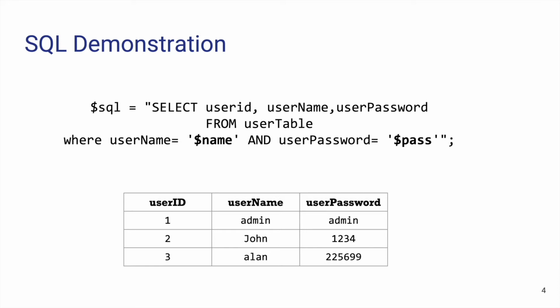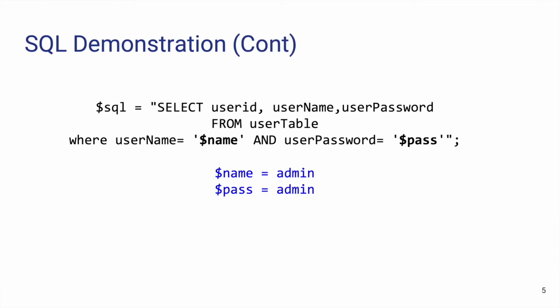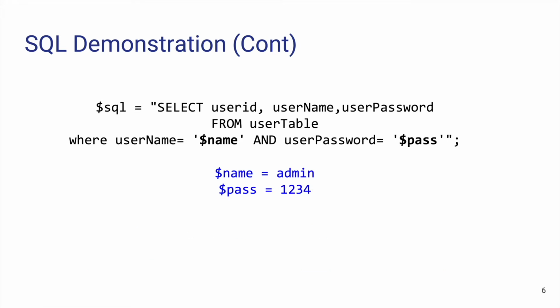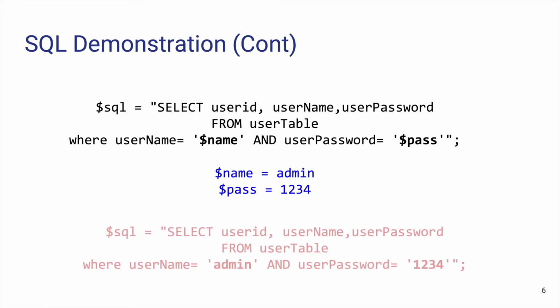So if the name and pass from the text boxes of the HTML page match the username and user password, it will log in the user, otherwise it will fail to log into the system. Suppose the name and the pass are admin, which is correct according to the database, it will log in to the system. Otherwise, if the password or name doesn't match, it will restrict the user from logging in.